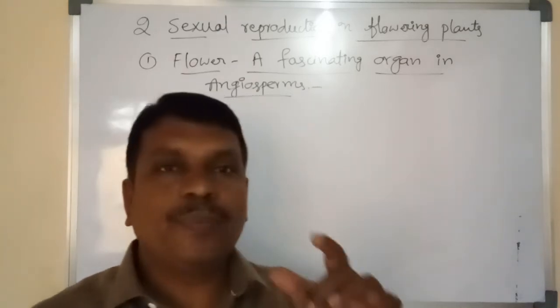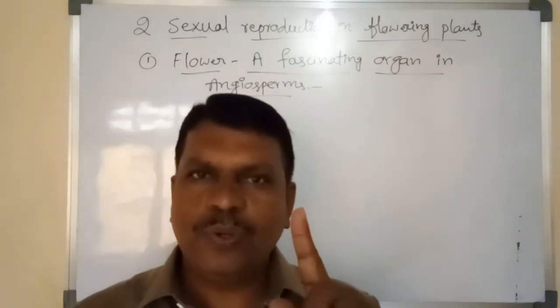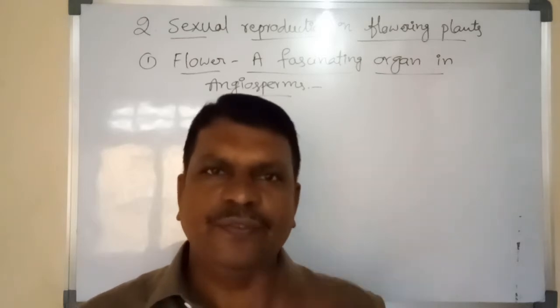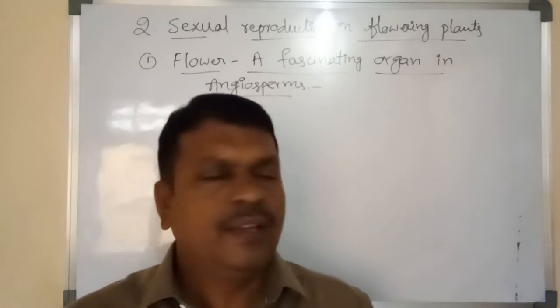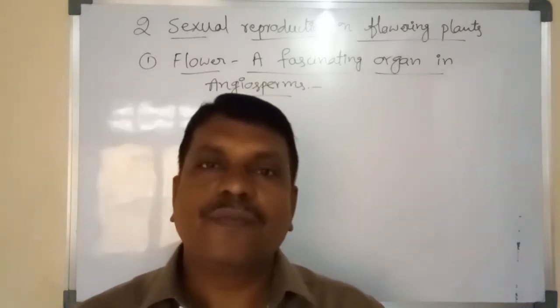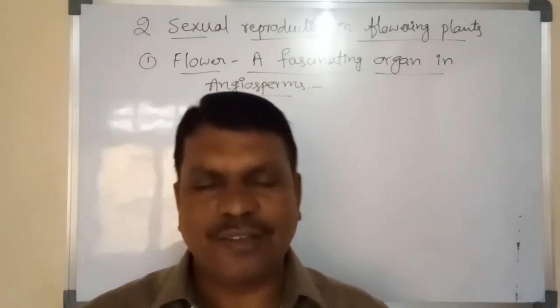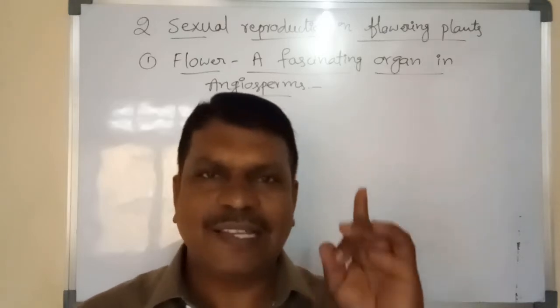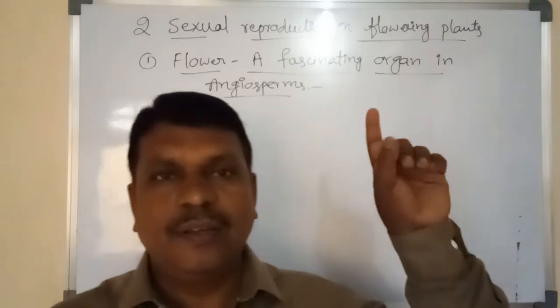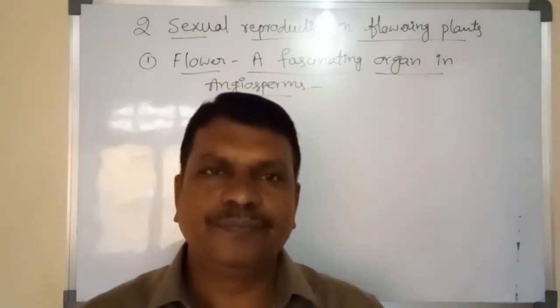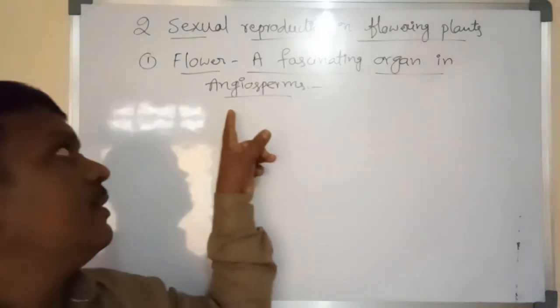And what are the vegetative parts in a plant? Root, stem and leaf. And which is the sex organ in a plant? Flower. Flower is the sex organ. Now we are discussing the sex organ, flower. The total chapter mainly depends on flower character. Okay. Right.